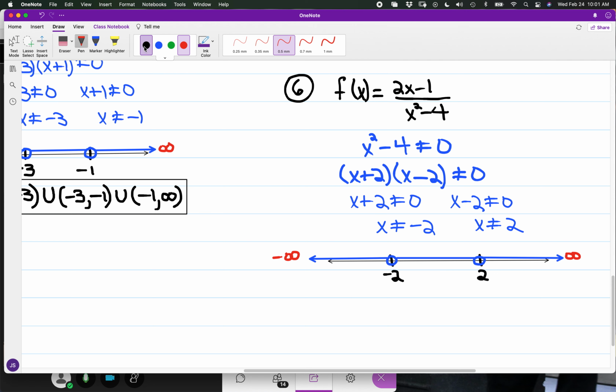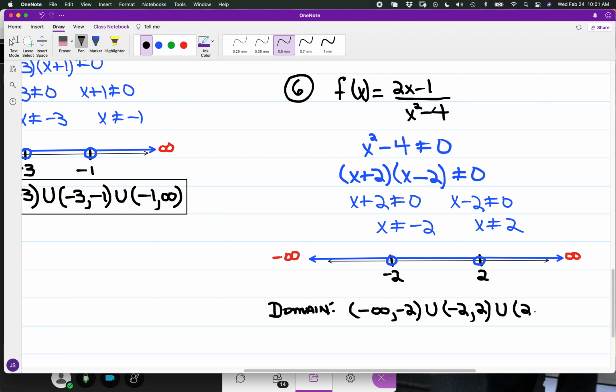And so for what we will have in the case of the domain, you have going past negative infinity, approaching but not including negative 2. We have along with those values of x going past negative 2, approaching but not including 2. And then we have those values of x which will be greater than 2.